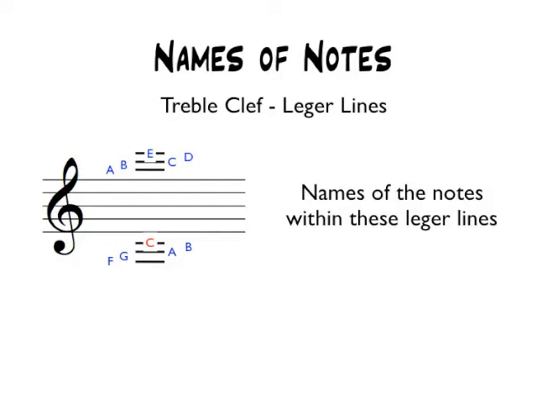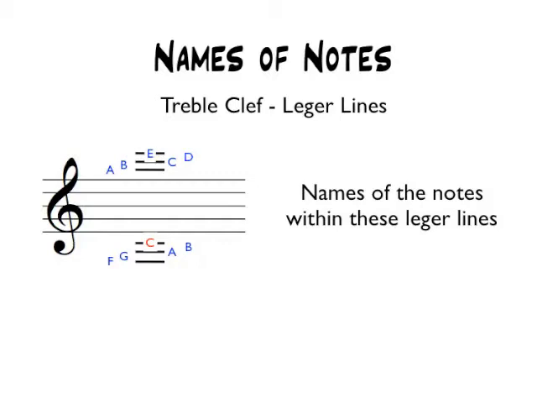So when we start putting names to them, it all kind of connects together. So I'm going to go from the bottom up to the top. The very bottom one, that third ledger line from the bottom, is F, and then the space is G. Second ledger line from the bottom is A, the space is B, and then we have C. And I put that in red for a reason, and we'll come to that in the next couple of slides.